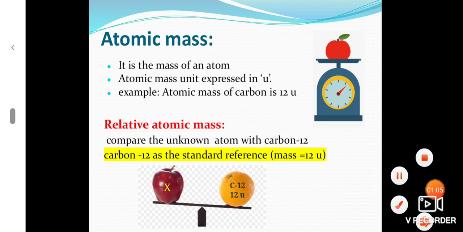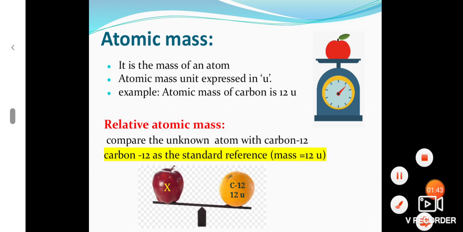That means what is the mass of carbon? The mass of carbon is 12, expressed by the unit U. So, the mass of carbon is 12 U. We have many ways to find the atomic mass. One of the ways to find the atomic mass is relative atomic mass. Relate, what is it here? We relate the unknown mass of an atom with a reference atom. We know the mass of the reference atom.